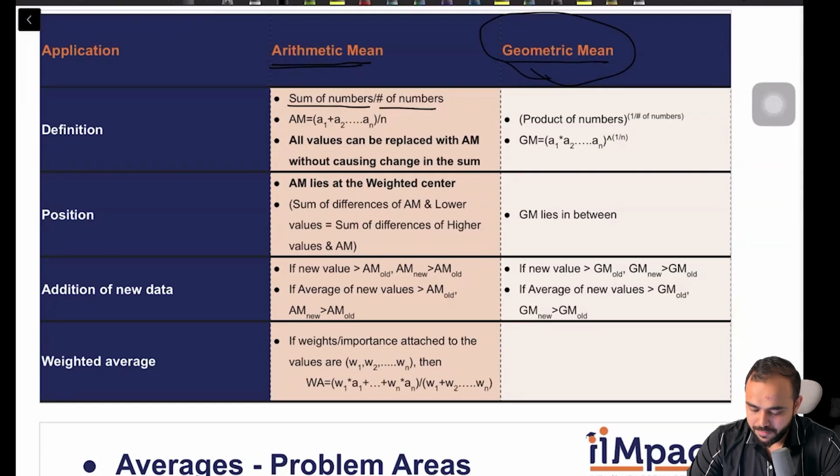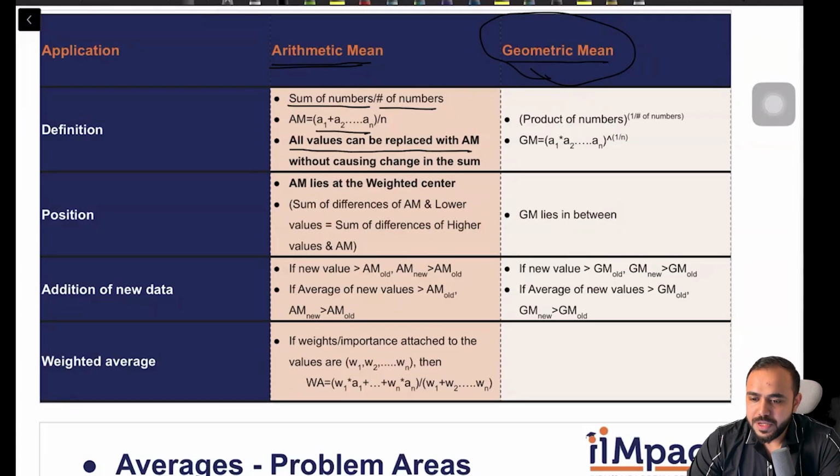So if I have to define it, it will look something like this: a1 plus a2 till an. So I am adding n numbers, so I will divide by n. What this arithmetic mean gives me is a number which I can replace every value in the data set with and still get the same total as it was when all of these were their individual values. So this particular point, that all values can be replaced with arithmetic mean without causing any change in the overall sum, is very important. This is something which we will see how it gets applied to solve certain types of questions.